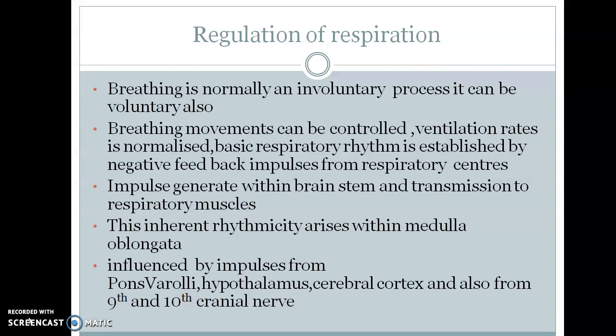The rhythm that is established is due to the impulses from the respiratory centers, which are in the brain. The impulses generated from the brain are transmitted to our respiratory muscles. This rhythmicity is established within the medulla oblongata. So the main centers of respiratory control are actually in the hindbrain, that is the medulla oblongata and pons varolii. There is also the participation of the hypothalamus and cerebral cortex, and it's also influenced by the ninth and 10th cranial nerves.